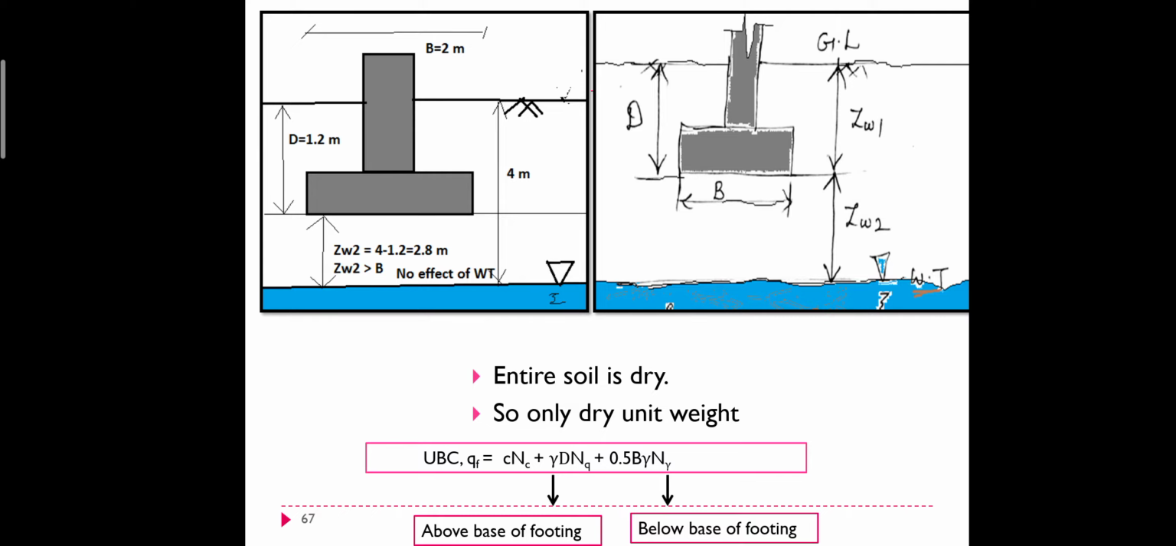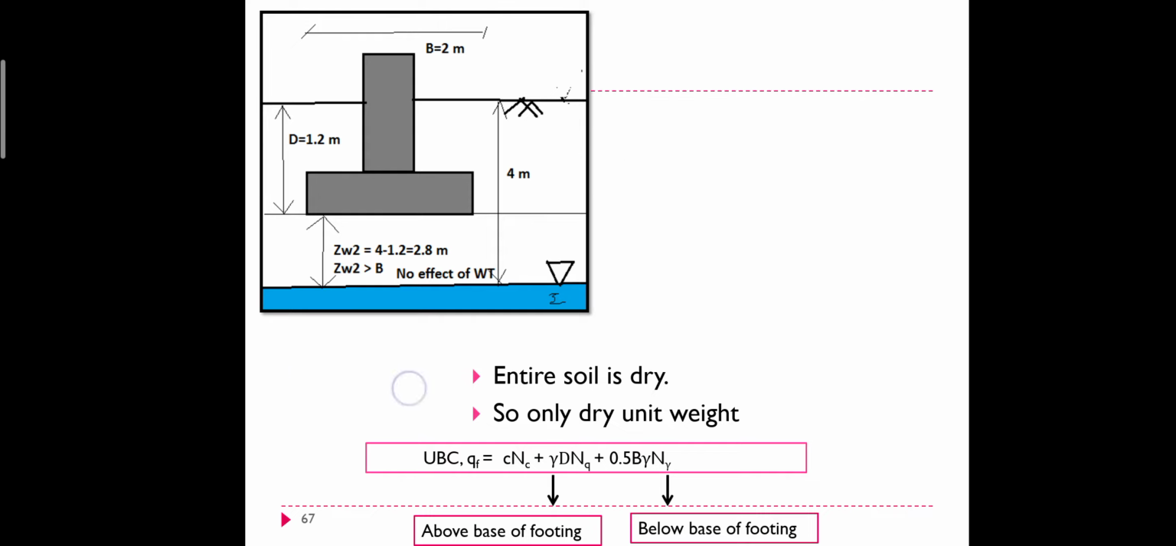So what do you get? If ZW2 is greater than B, then there is no effect of water table. You should assume that the soil is completely dry. No water table is present. So the formula is the normal formula, CNC plus gamma DNQ plus 0.5 B gamma N gamma. So use the normal formula and find the entire things.